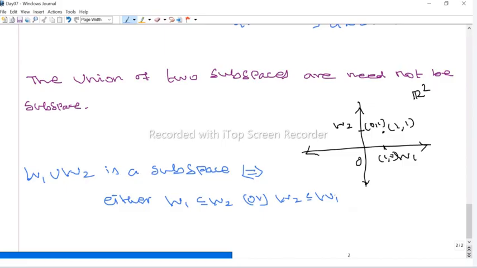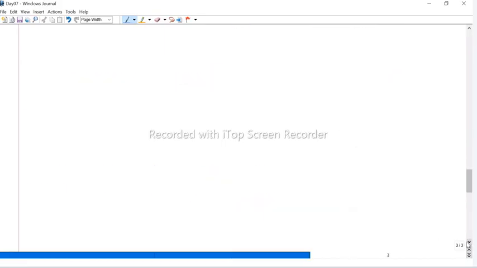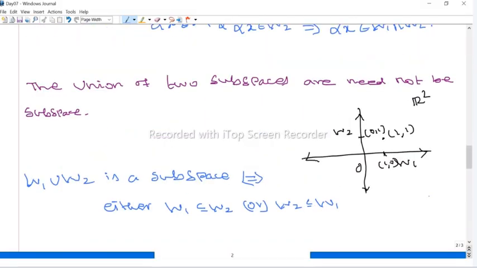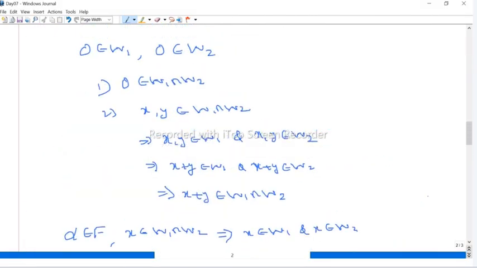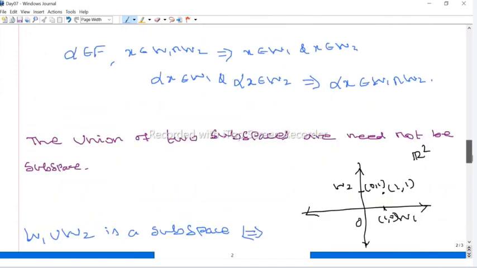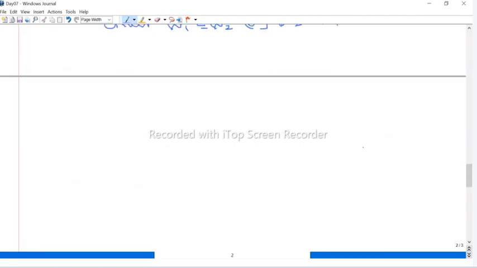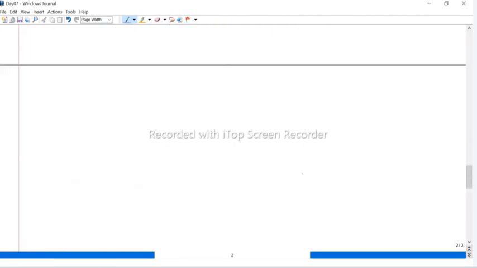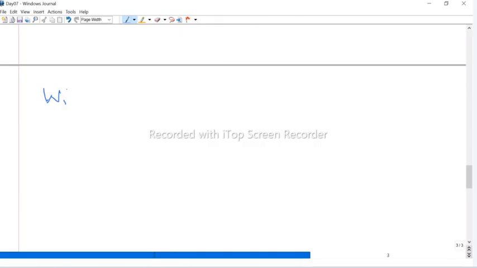So these are all properties of subspaces. We discussed the union, the intersection, and the sum. Addition is also a subspace, that is not an issue. Now, what about the difference? Suppose I am taking W1 difference W2, where W1 and W2 are subspaces. That means I am removing all the elements of W2 from W1. This is not a subspace.